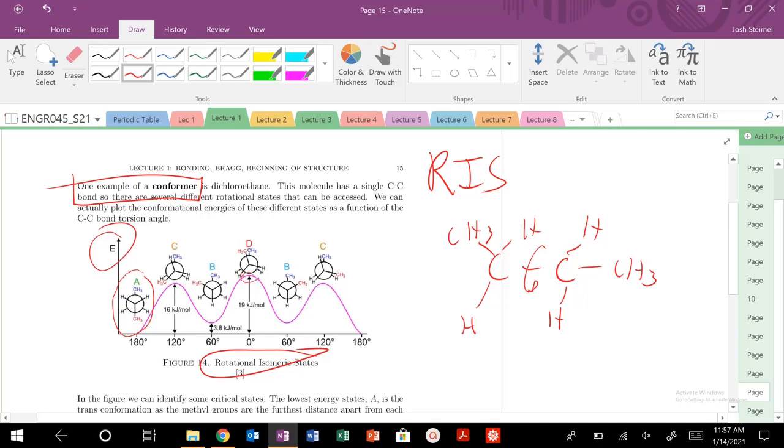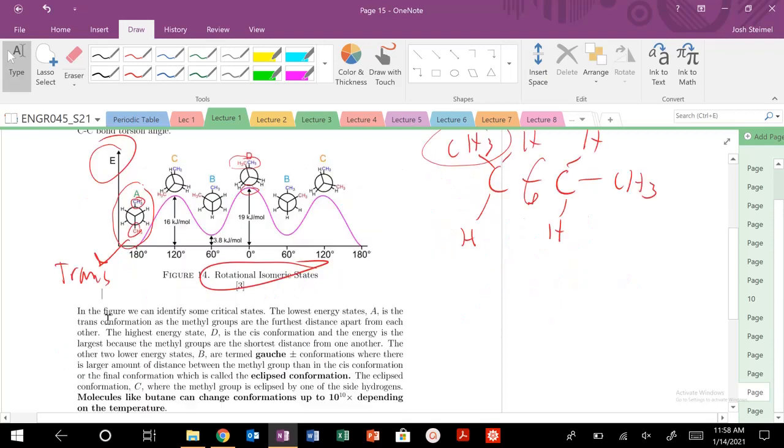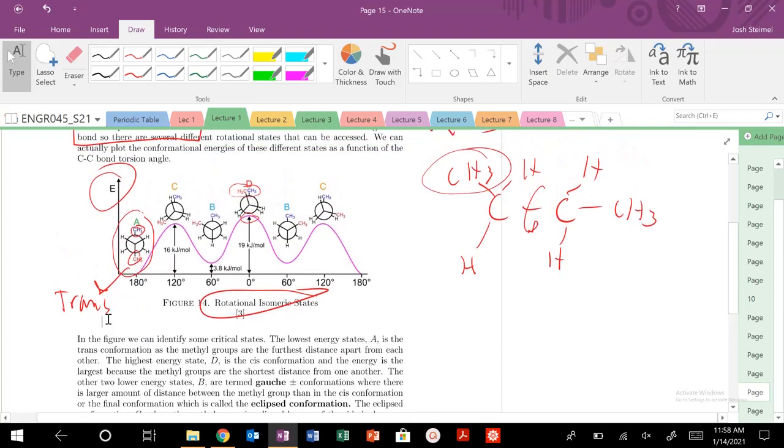Why is this energy state the highest? Well, because I have this big bulky group, you could see, right next to this other big bulky group. Why is this state the lowest? Well, because the big bulky groups are the farthest away. These are our trans configurations. So you can identify some of these energy states. You can see that A, the methyl goes farthest apart, that's going to be our trans state. D is the highest, they're right on top of each other. This is the cis state.